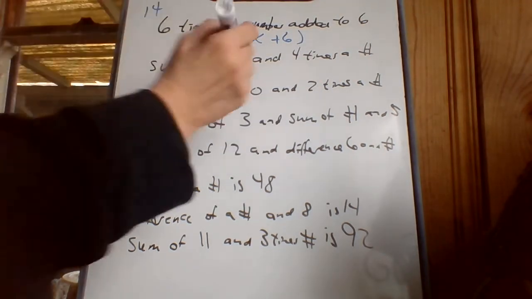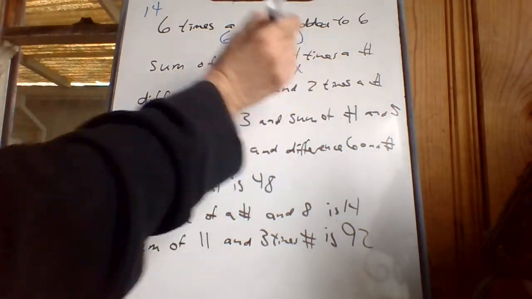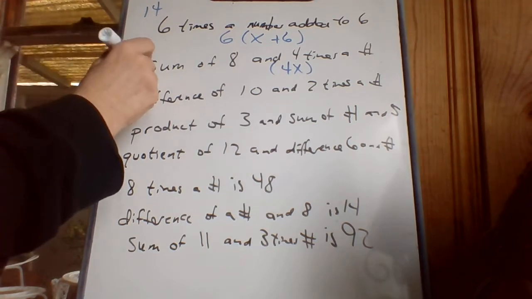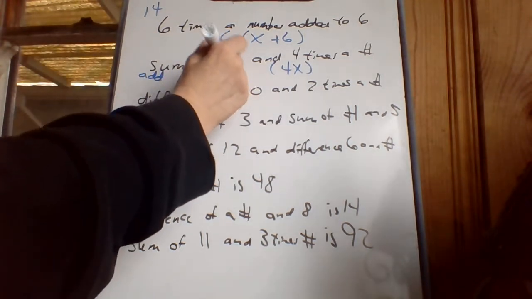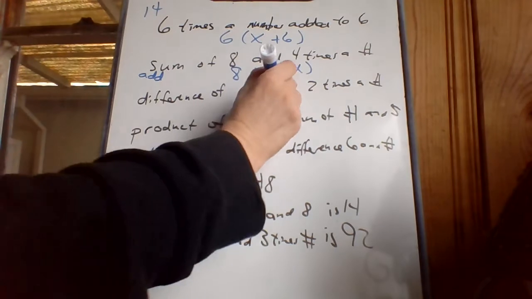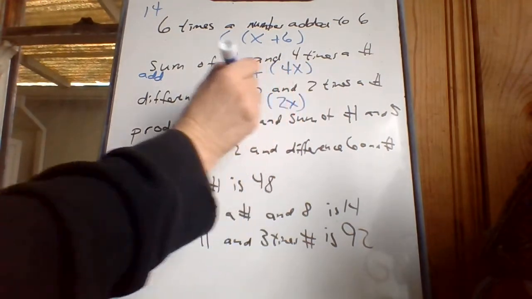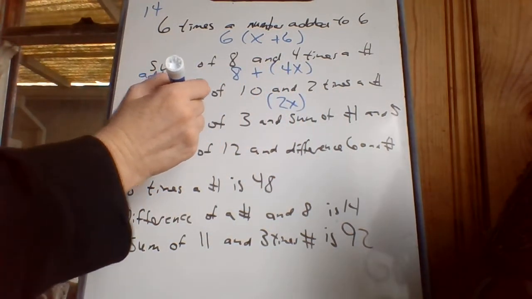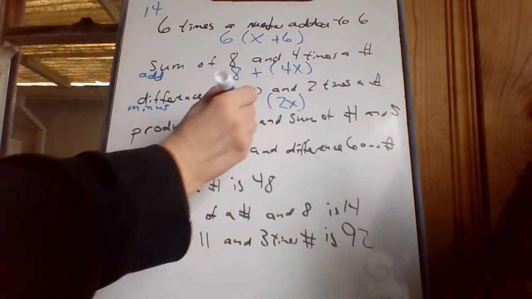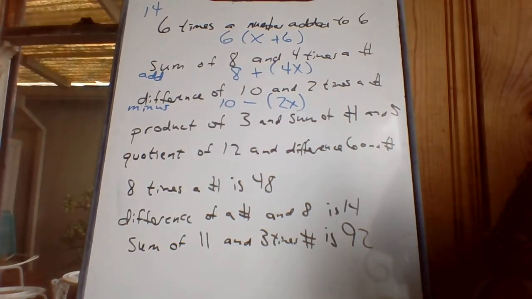All right, 4 times a number. I started at the end. The sum of 8 and that. Now, we don't use sum in real life, not as a regular word. It just means add. So the sum of 8 and 4 times a number. All right, 2 times a number. And then I got my 10 here. Difference means minus. The difference of 10 and 2 times the number.